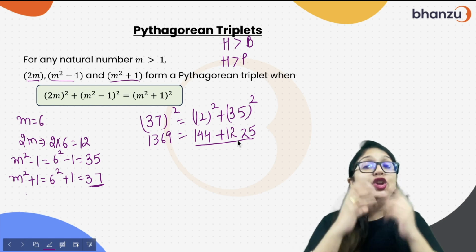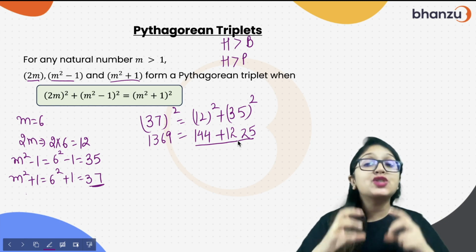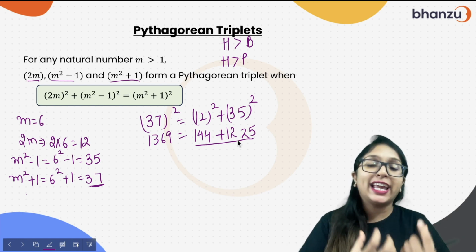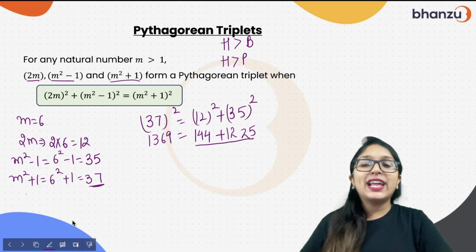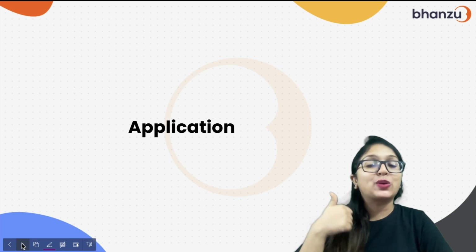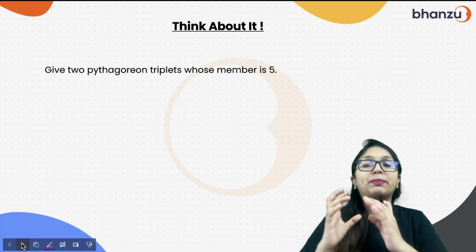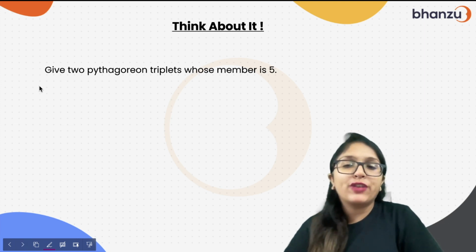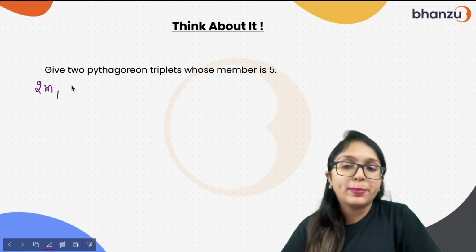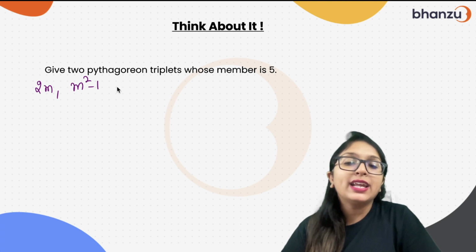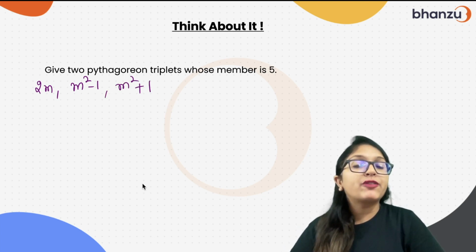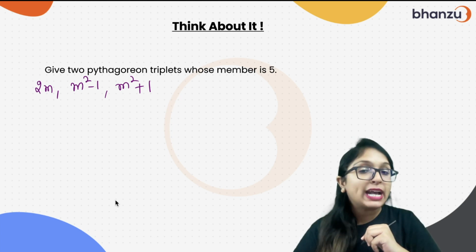It does not work in all the cases, but it works wherever we take the natural number m which is greater than 1. Okay, so let's go ahead and think of the question that I asked you in the beginning, that is, give two Pythagorean triplets whose member is 5. We have the terms 2m, m square minus 1 and m square plus 1, right? Can 2m give me 5? Of course not, because m should be a natural number.